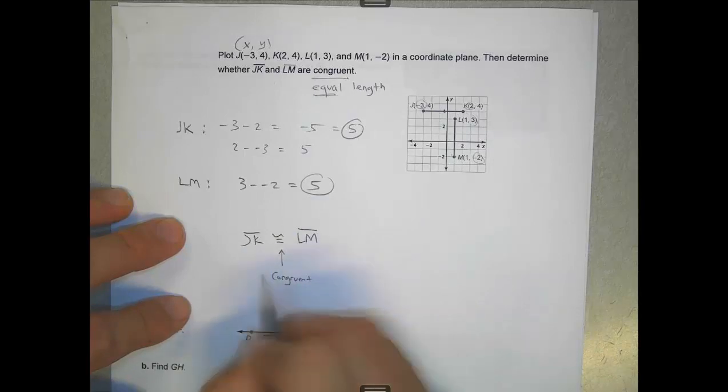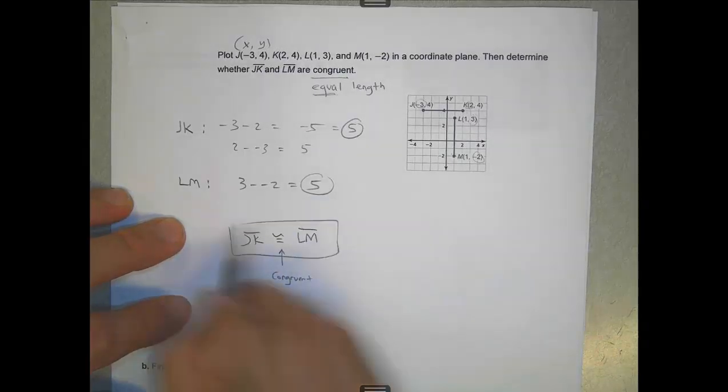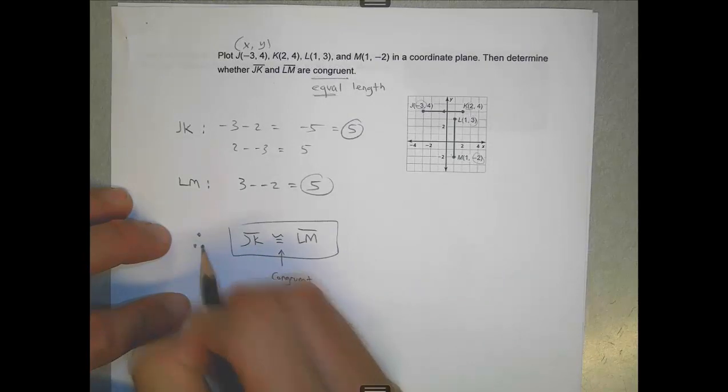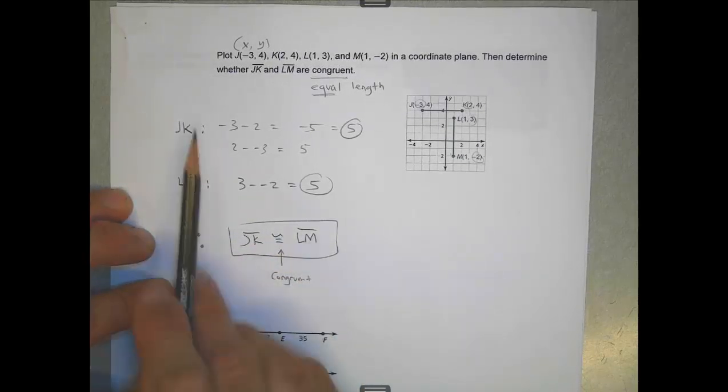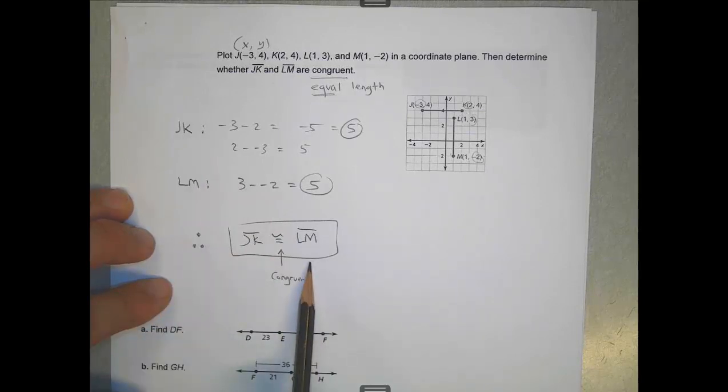All right, and that's what we're going to use all year long. So if you want, you can use little 3 dots. This means therefore in math, but this is good for me. If you do this on a homework problem, on a quiz or a test, you're going to get full credit.